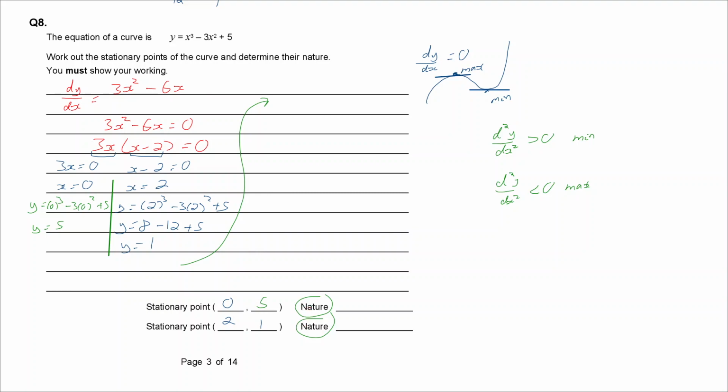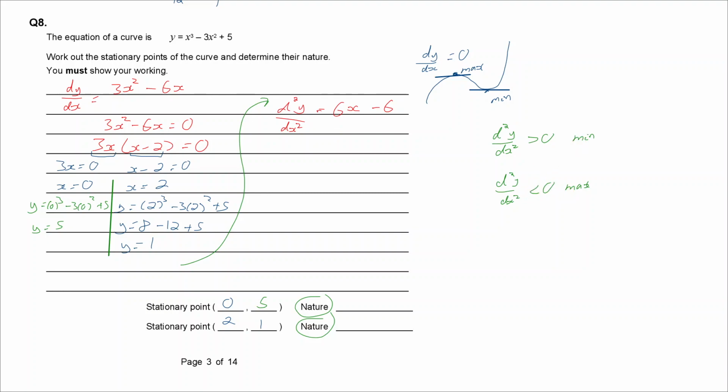That's what nature means. Now, to consider this, we've got to consider the second derivative, d2y by dx squared. If I differentiate this again using the same law, 2 times 3 is 6x, reducing the power by 1. We get this, and then this will go to just minus 6. That is the second derivative. Now, I've got to put in the x values, 0 and 2, into this, and if they're bigger than 0, it's a minimum, less than 0, a maximum.